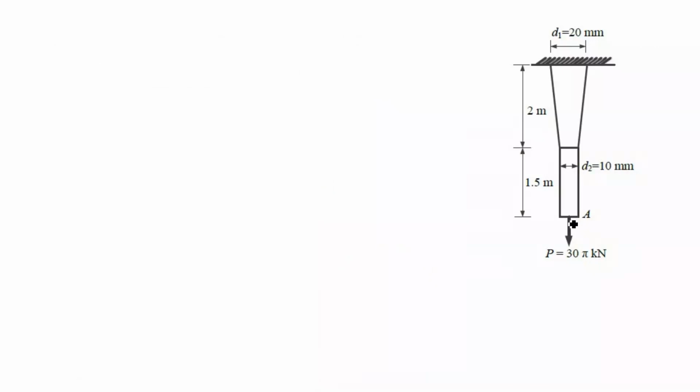So the deflection at point A is due to deflection in the bottom rod and deflection in the top rod. Suppose this is point A, this is B, and this is C. So deflection at point A will be due to deflection in portion AB, the bottom rod, plus deflection due to portion BC, that is the tapered rod. So first we find the deflection in portion AB, that is the uniform rod.